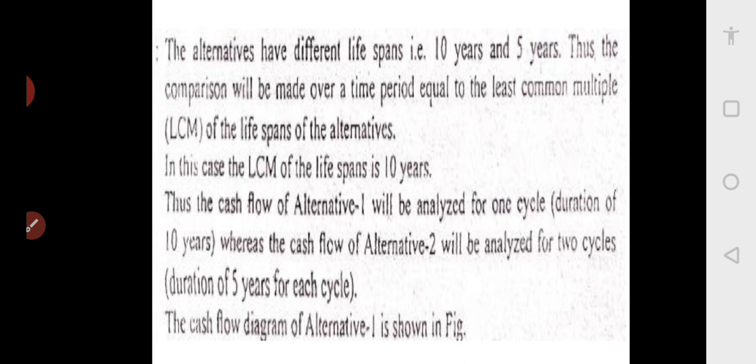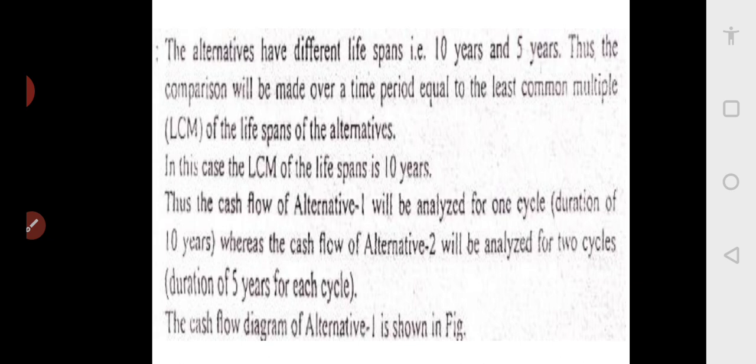The alternatives have different lifespans, that is 10 years and 5 years. Thus the comparison has to be made over a time period equal to the least common multiple, LCM, of the lifespans of the alternatives. So for 5 and 10, the LCM is 10 years. In this case, the LCM of the lifespan is 10 years.